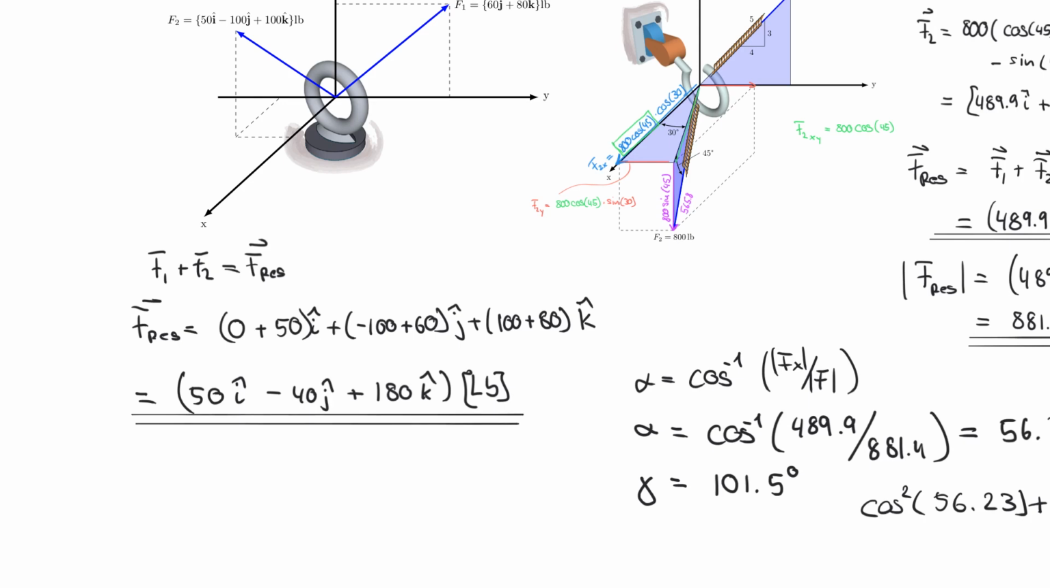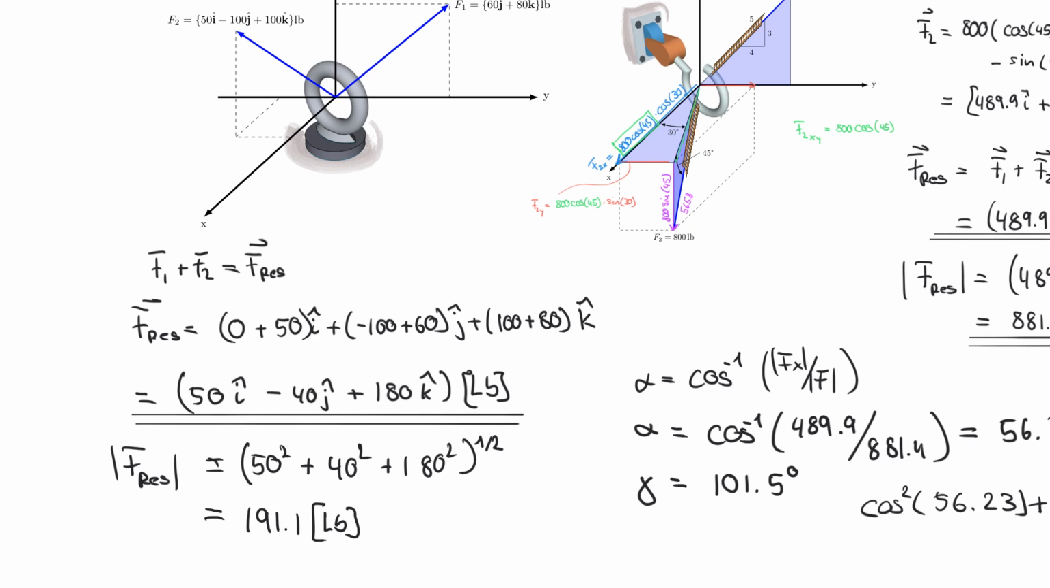And now I of course have to calculate my resultant magnitude, which is nothing else than 50 square plus 40 square plus 180 squared, and the whole thing square rooted, which is the same as to the power of 1/2, and that is really equal to 191.1, if you will, pounds. Once again, a result. Let's double underline it.